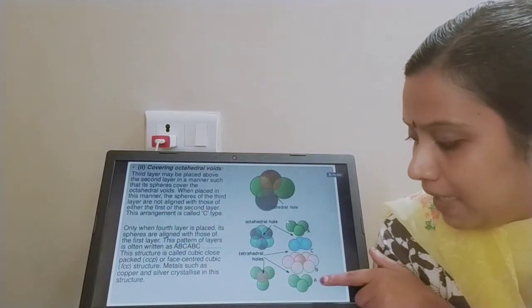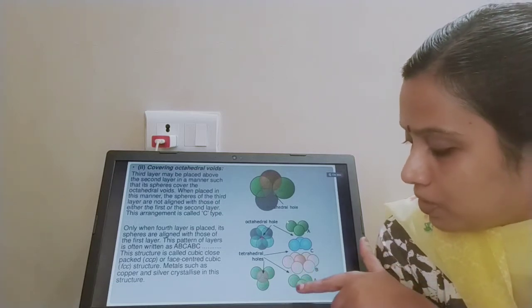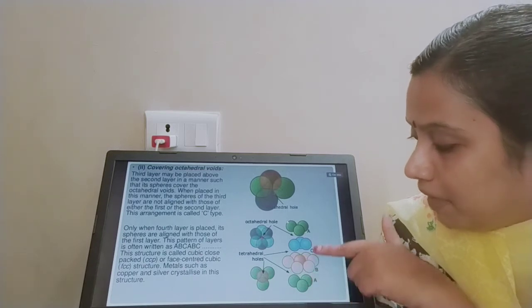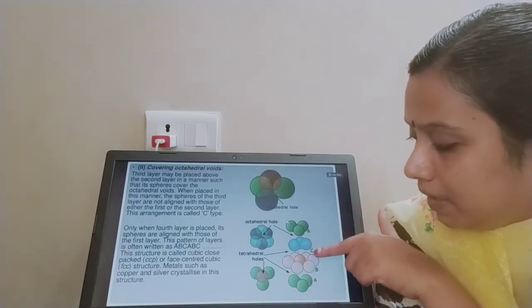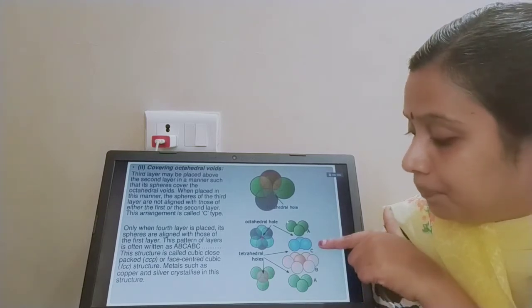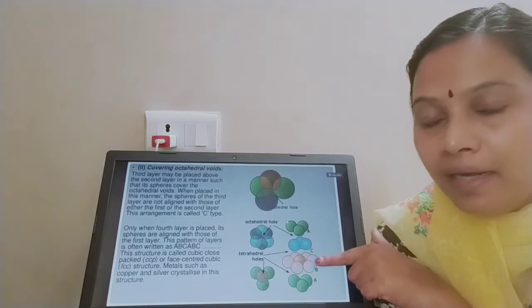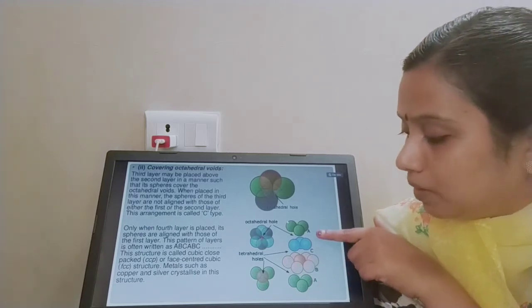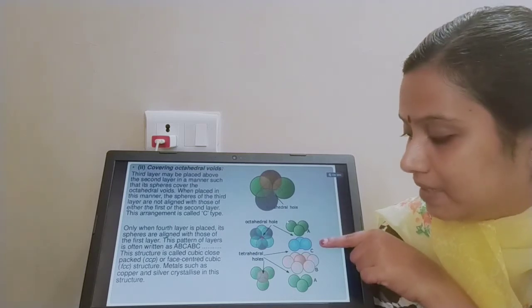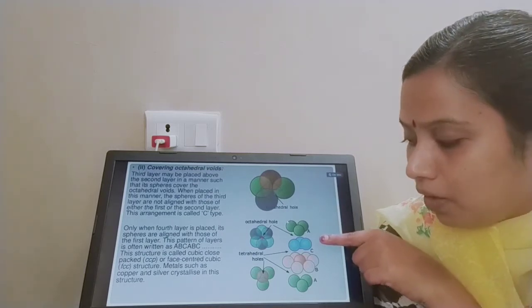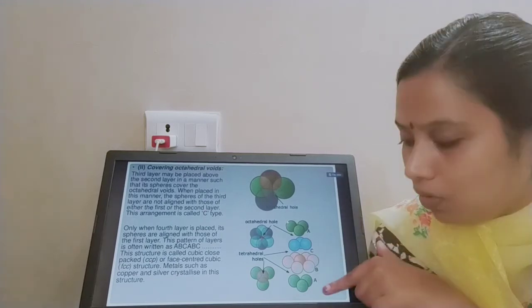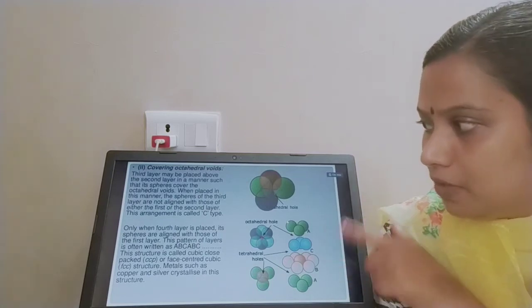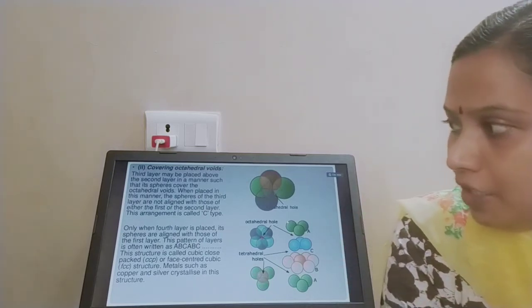Now children, see, in A type I have 3 spheres. I am going to close these with B. I have closed with B. Now when I bring the third layer, that is layer C, to close the octahedral void created by the A and B layers, the layer C will not align exactly with either B or A. This is completely different from A and B. So here comes the ABC arrangement.